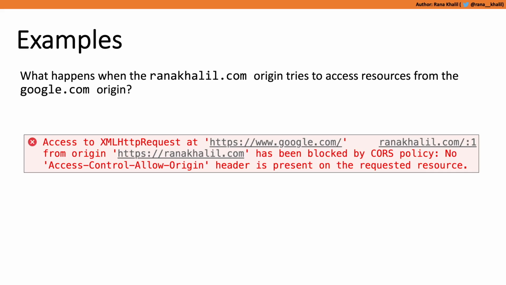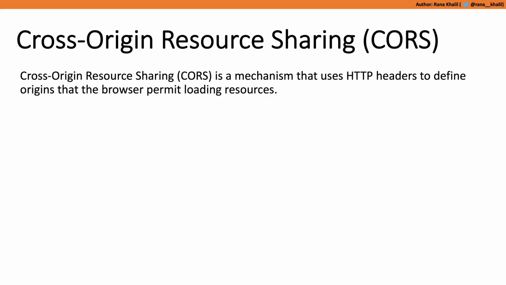And the error it gives me is: access to google.com from the origin ranakhalil.com has been blocked by something called a CORS policy. So that's the next concept we're going to learn about today. Cross-origin resource sharing, or in short CORS, is a mechanism that allows resources on a server to be requested from another domain. So in some cases, you might want to loosen up the grip of the same origin policy and allow cross-origin interaction. We see that quite often with modern web applications.